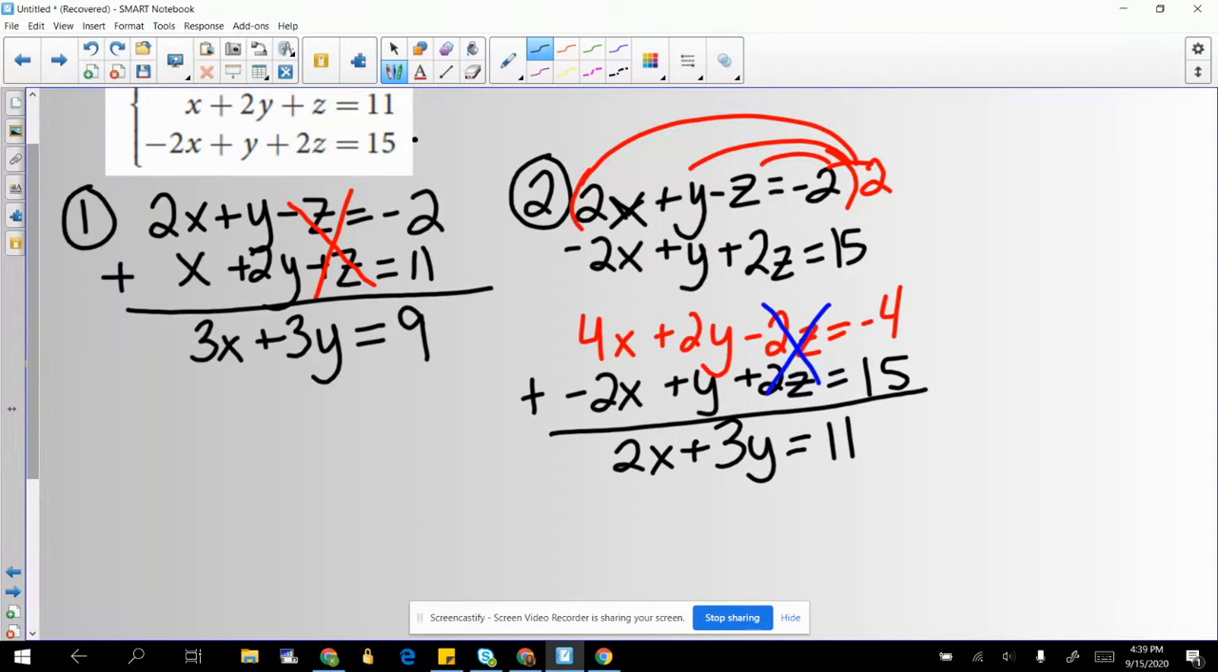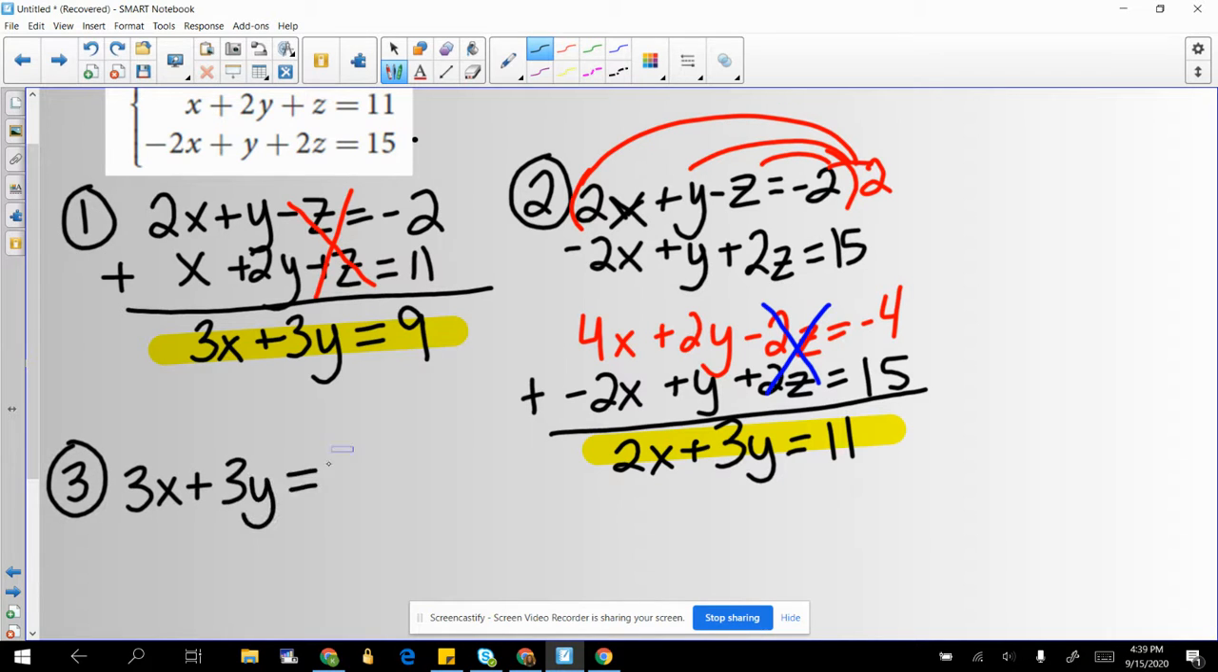Cool. So now what we want to do is take these that we came up with and put them together and do elimination again. So third step, third time we're going to do elimination. So now we're doing 3x plus 3y equals 9, and 2x plus 3y equals 11.